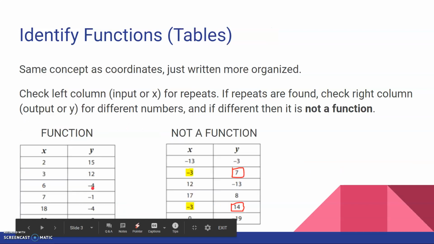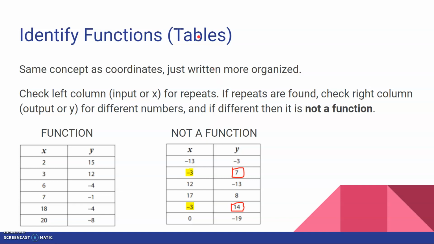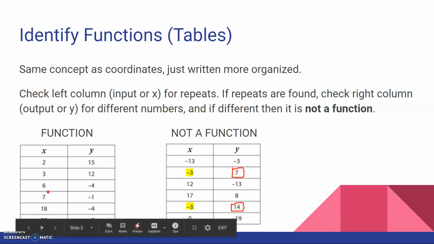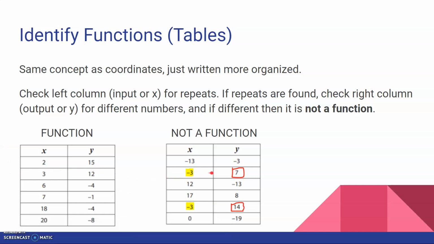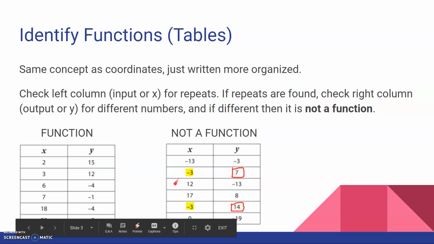The same process is used when we're talking about tables as well. However, it's organized a little differently. So you're going to want to look at the left column. It'll usually be labeled either X or input, sometimes even labeled domain. And you're going to want to see each of those X's being different numbers again. You can see each one of these numbers over here is different. However, once we get over here, we see that we have two repeating -3s. These -3s, we need to come over and check their outputs, which are right here in the right column. And now that we see that they're different, we know that this is not a function.